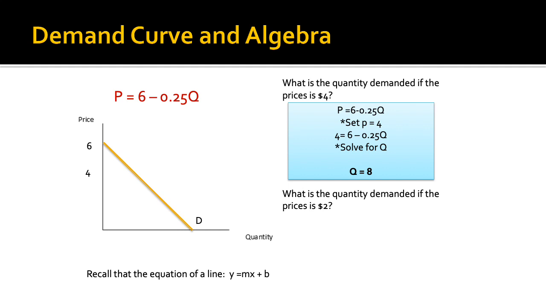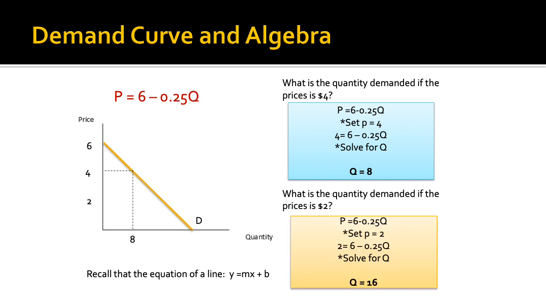What happens if the price is $2? Once again, we plug our $2 price into the demand function, so into P, and we find that the quantity demanded will be 16 units.